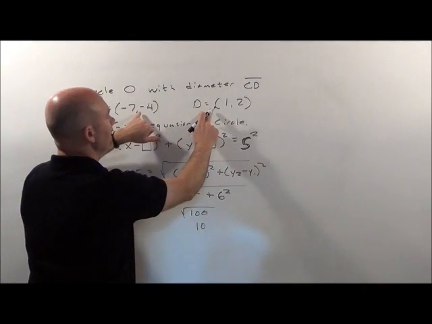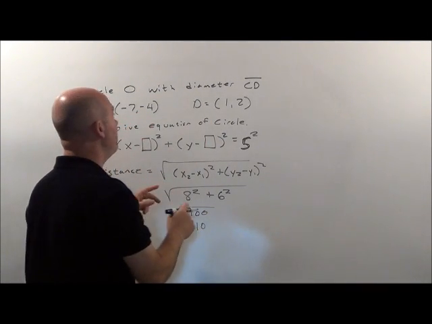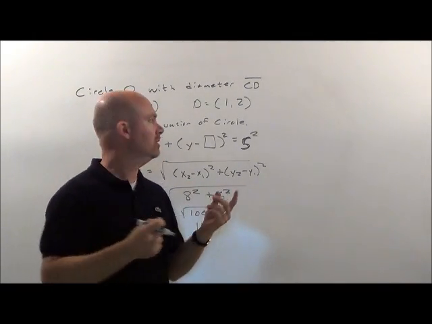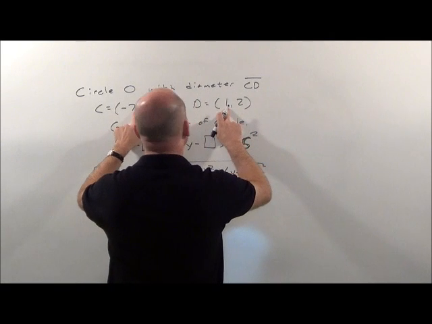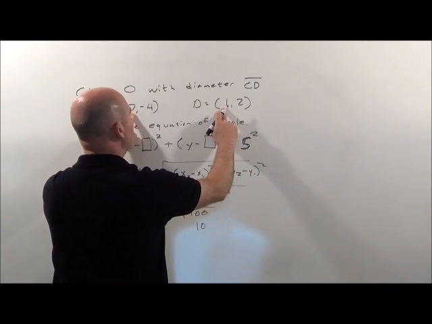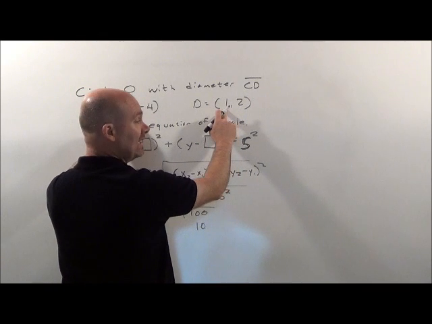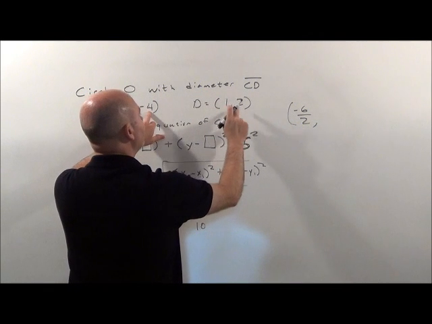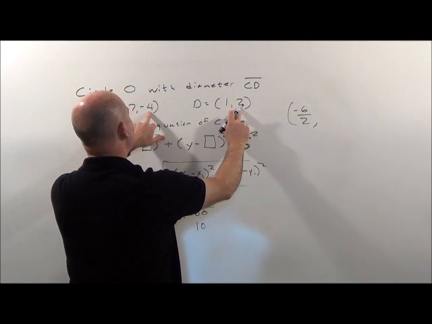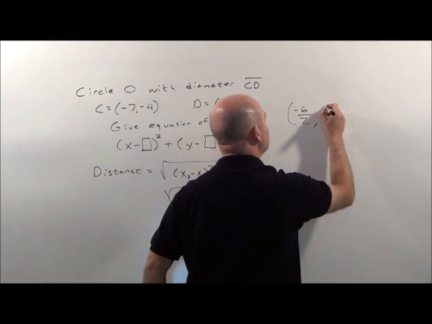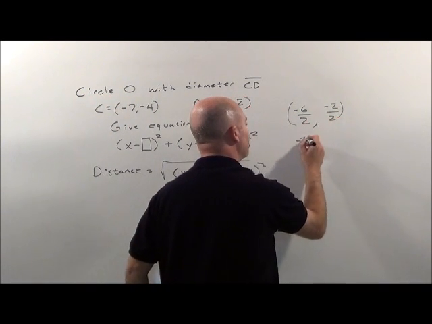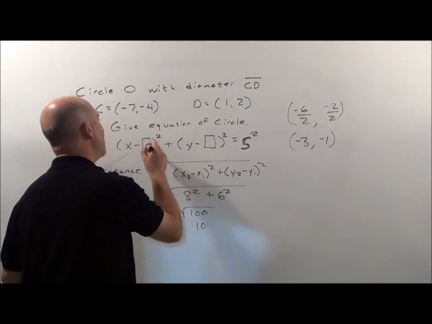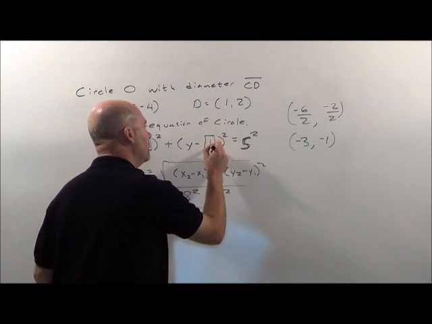To find the center, again, what I'm going to simply do is I'm going to find the midpoint. To find the middle of anything, you simply add them together and divide by 2. So we want to add our x values together. If we add those together and divide by 2, negative 7 plus 1 is negative 6. Negative 6 divided by 2 will be our x value. Negative 4 and positive 2 added together, that's going to be negative 2 divided by 2. So we have a center of negative 3, negative 1. That means what I'm going to put right here is a 3 and a 1.